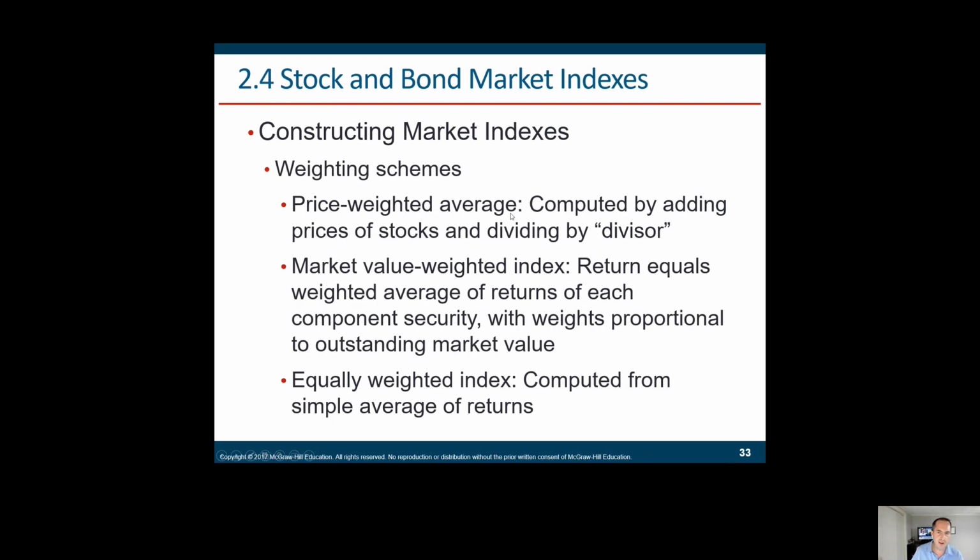Weighting schemes: price weighted is computed by adding the price of the stocks and dividing by the number. Market weighted, we already went over this. Returns equal the weighted average returns of each component security with weights proportional to the market value of that company. Equal weighted indexes, interestingly enough, are really biased towards small cap, because if a market cap weighted index is based on the large, equal weighted biases the small. So when an equal weighted index starts doing better than the market weighted index, it's because small cap stocks are outperforming.